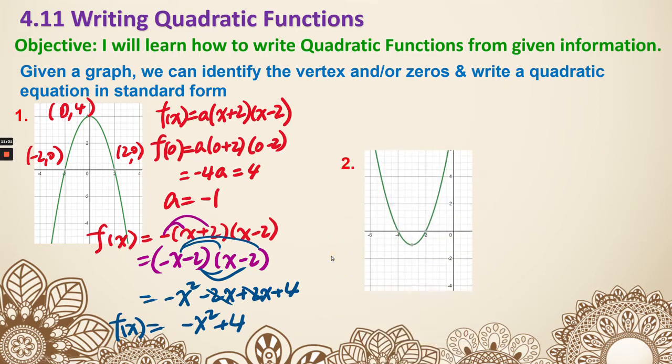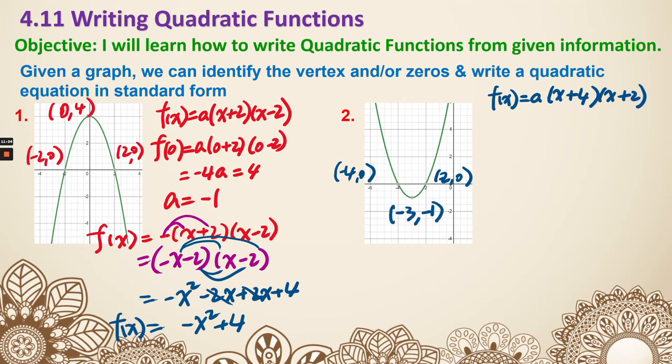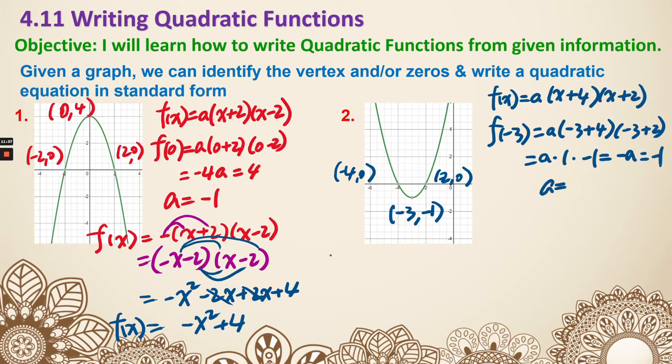Now, number 2. We can clearly see some intercepts and the vertex. So I'm going to do (-4, 0) and (-2, 0). These are my intercepts. So I have f of x equals a times (x plus 4)(x plus 2). Remember, it's always the opposite. The other point I can use looks like (-3, -1). So I can plug in f of -3, is a times (negative 3 plus 4) times (negative 3 plus 2). A times 1 times negative 1, so it's negative a, which is negative 1. That means my a is actually just 1.